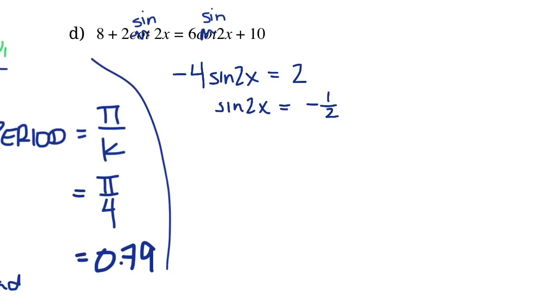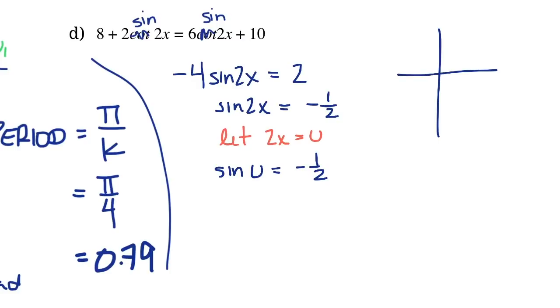Okay, that's all well and good. Again, I don't like that 2x inside the sine. It makes things a little bit confusing. So let's make a substitution. Let's let 2x equal u. So our new equation would be sine of u equals negative 1/2. So drawing a quick sketch, where is sine going to be negative? Down here and down here, correct?